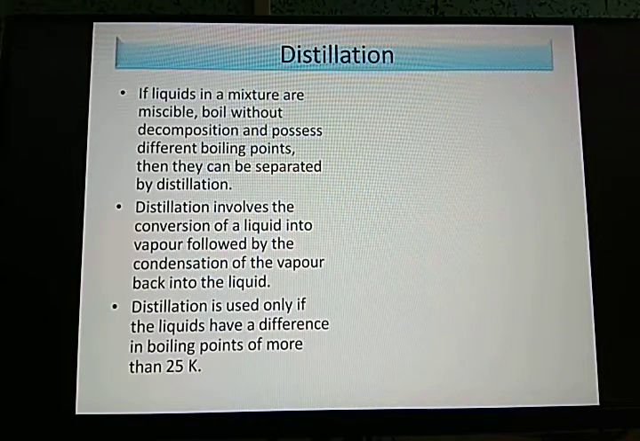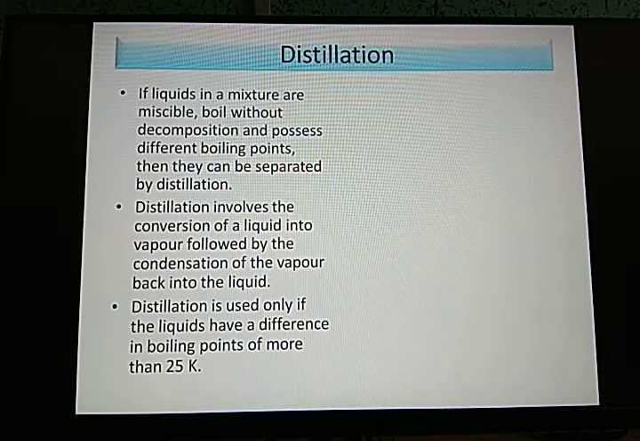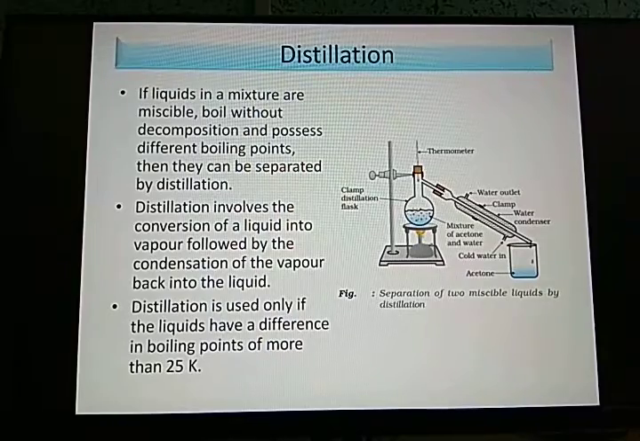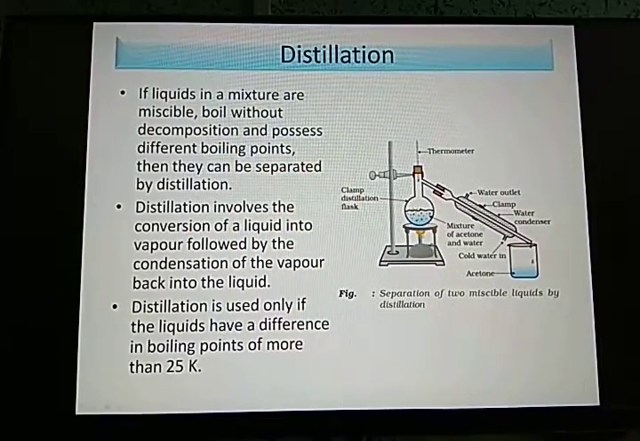Now distillation is used only if the liquids have a difference in the boiling points of more than 25 Kelvin. If there is a difference of 25 Kelvin among the boiling points of the two miscible liquids, then we can follow this normal distillation method. Let us see the figure. So this is the setup for the distillation process.